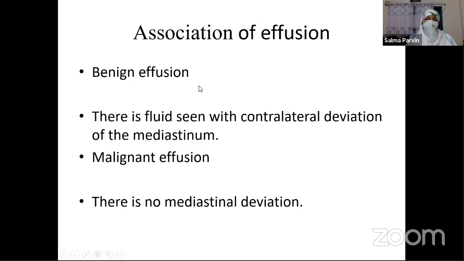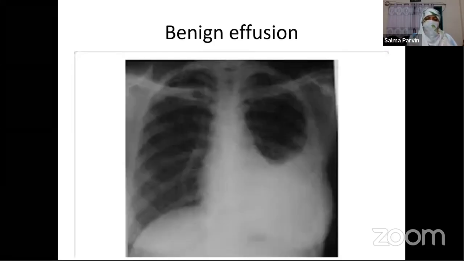In a benign effusion, there is fluid seen with proportionate contralateral deviation of the mediastinum. And in a malignant effusion, there is no mediastinal deviation. The mediastinal deviation will be absent or very little regarding the amount of effusion present.